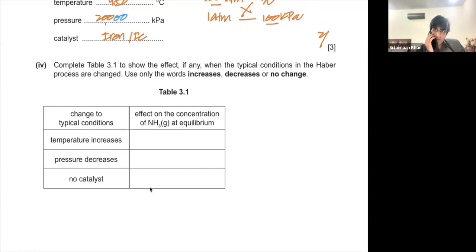Okay, complete table 3.1 to show the effect of the Haber process, use only the words.